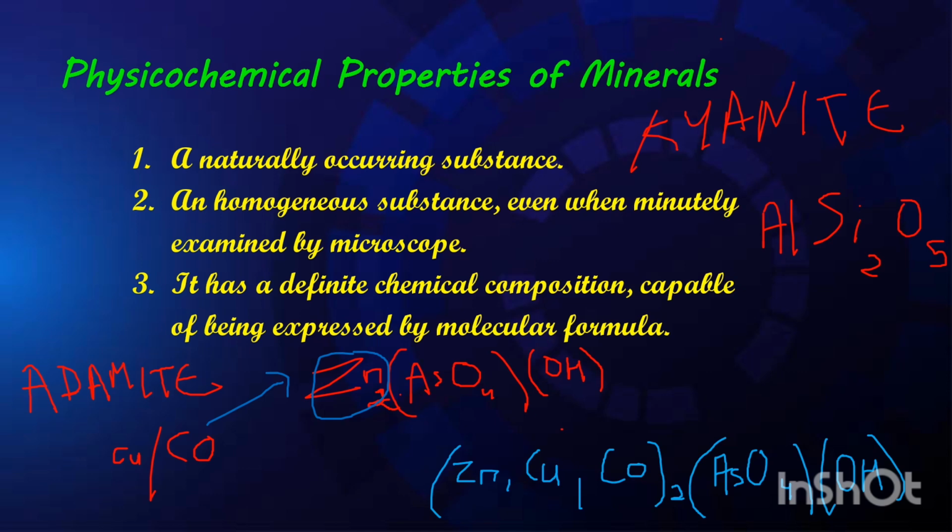We have to put the main component in the first place, which is why Zn comes first. In the second place goes a component which can easily replace the first component, so copper can easily replace the zinc atom in this mineral. Lastly we put cobalt, which has very little chance of replacing. This is the general methodology of writing a variable formula. We also have other exceptions, which we can discuss in the chemical properties of minerals.